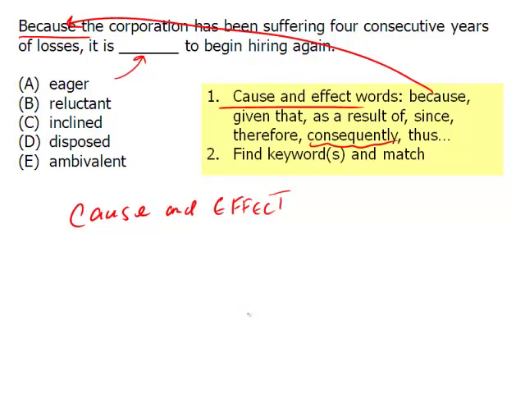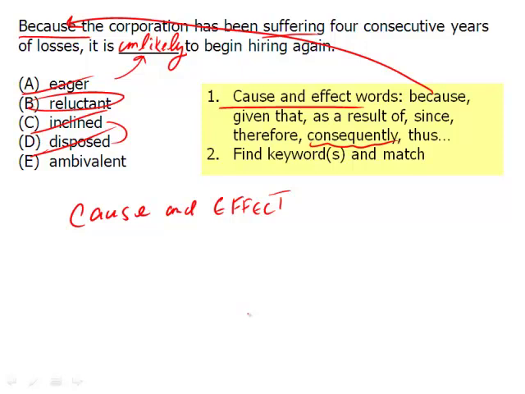Looking for the keywords, it has been suffering. It is blank to begin hiring again. Well, it is unlikely that it will begin hiring again. So we get rid of words like eager. Reluctant. If you're reluctant, you're not really willing to do something, so that works pretty well. Inclined is the opposite. Disposed is actually a synonym here for inclined, so we can get rid of both of them. Ambivalent means you have mixed feelings.